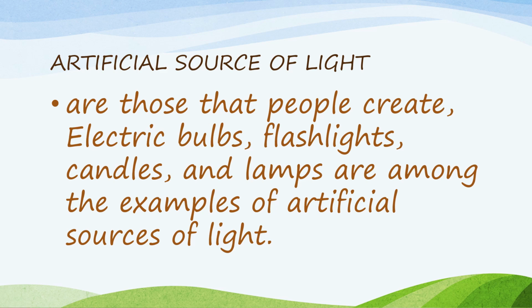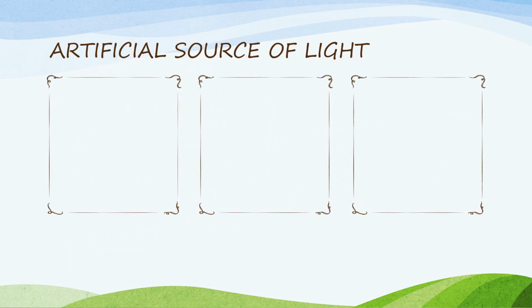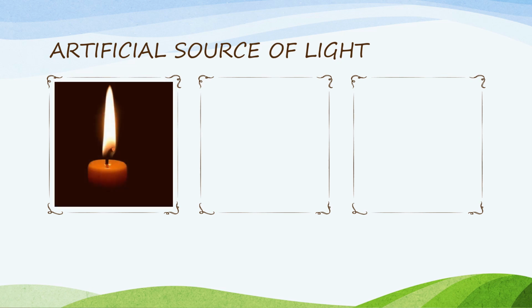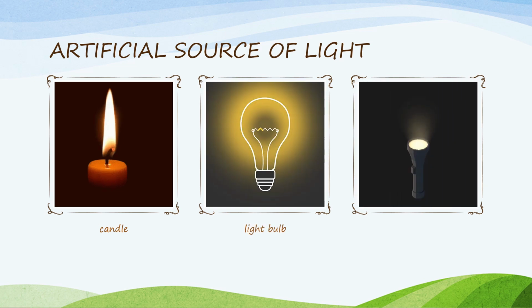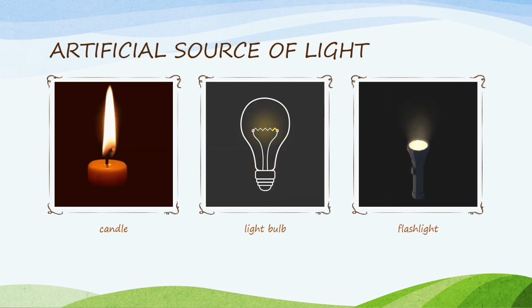So, the next source of light is the artificial source of light. Those are created by people. Electric bulbs, flashlights, candles, and lamps are among the examples of artificial sources of light. So these are the examples of artificial sources of light: the candle, the light bulb, the flashlight. So those are the artificial sources of light.